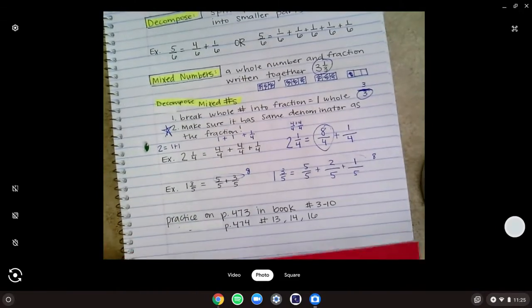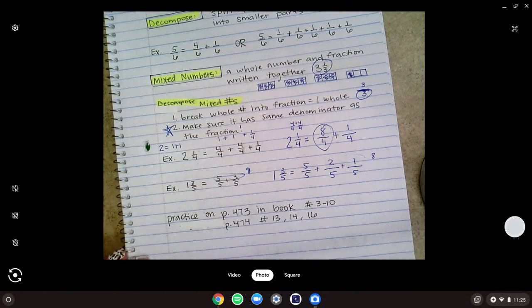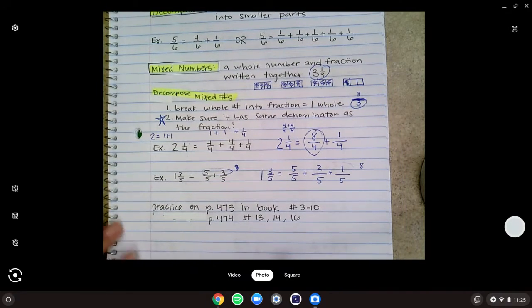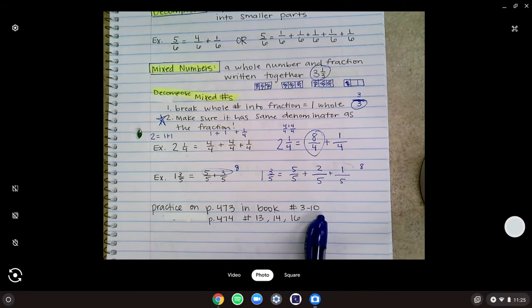So now you're going to do some practice in your math book. You're going to find page 473, and you're going to do problems 3 through 10. Then on the back side, number 13, 14, and 16. So pause the video while you work on those problems as practice, and then unpause when you're ready, and we'll look over those answers.